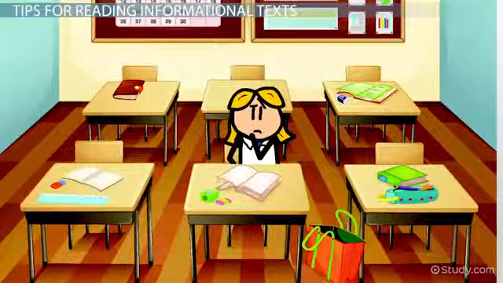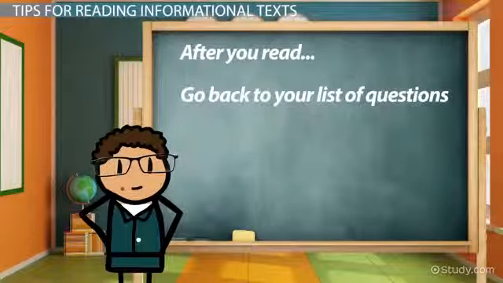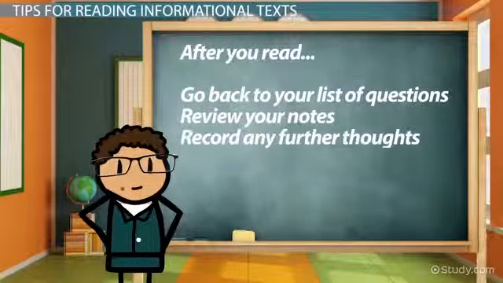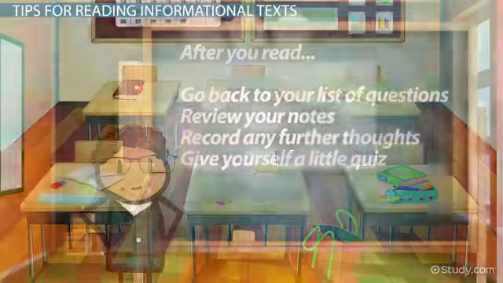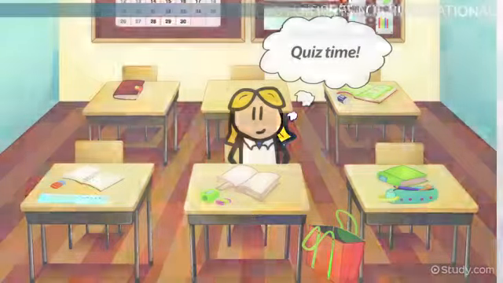Even after you've done all this, you are still not finished. After you read an informational text, you should go back to your list of questions from pre-reading and those you've jotted down during your reading to see if they've been answered. You should also review your notes, record any further thoughts you might have about the text, and give yourself a little quiz to see how well you remember the text's main ideas and most important details.